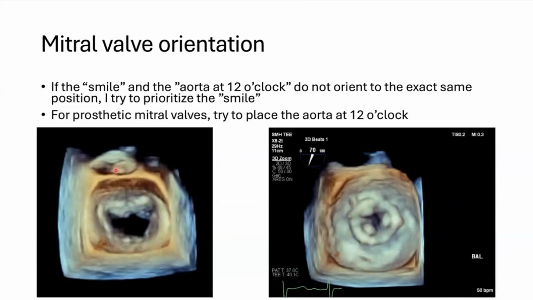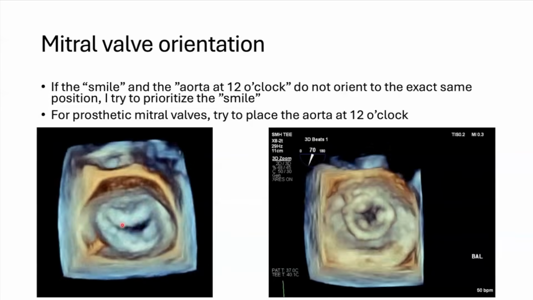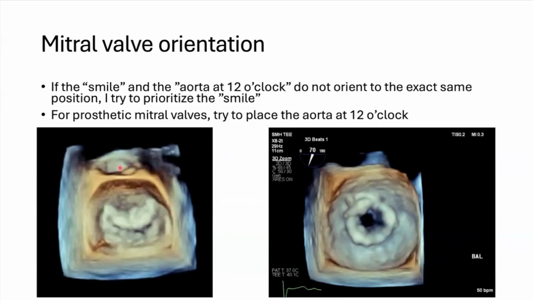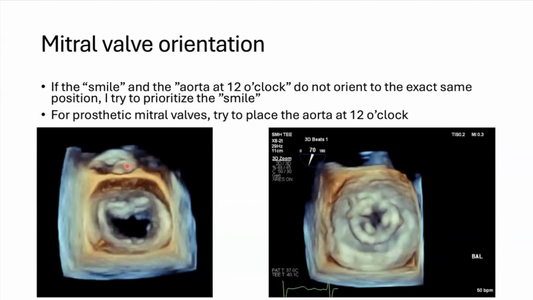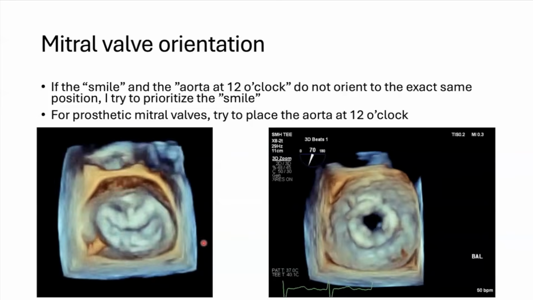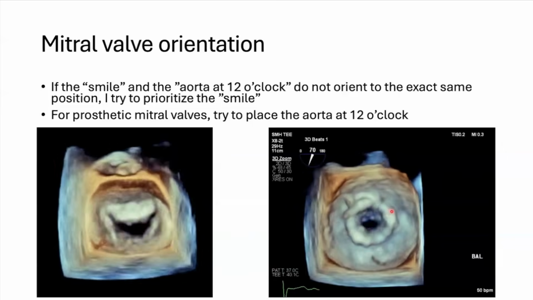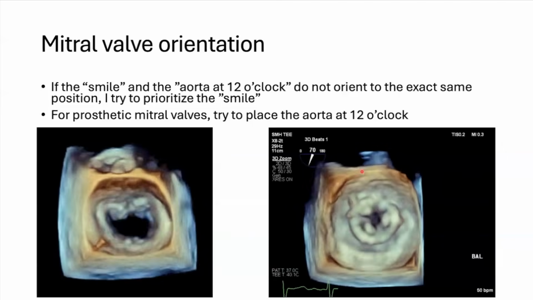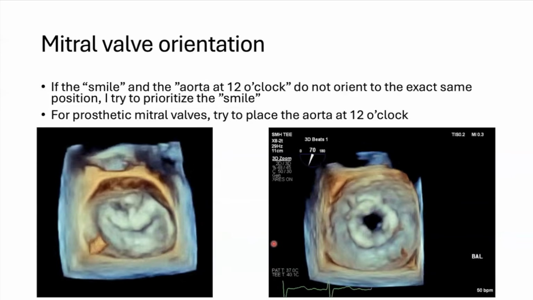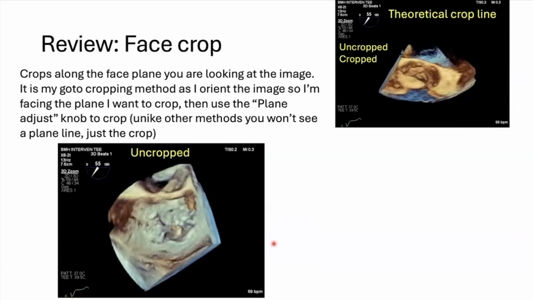You notice that the aorta in this image is not exactly at 12 o'clock. It's at like 11:30 or so. So if the valve is smiling like this, I tend to prioritize that orientation rather than having the aorta at 12 o'clock, being dogmatic about that. I prioritize the smile. For patients with bioprosthetic valves or mechanical valves, they obviously won't have a smiling valve. But you try to put the aorta at 12 o'clock, the left atrial appendage at 9 o'clock, so that you have some way of orienting, and so we're all speaking the same language.